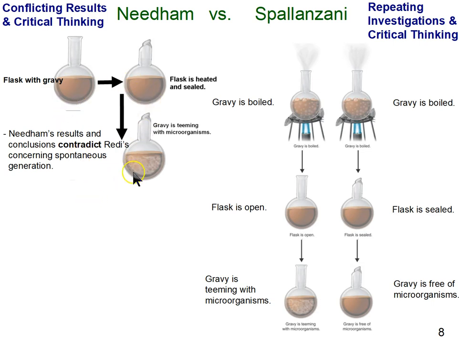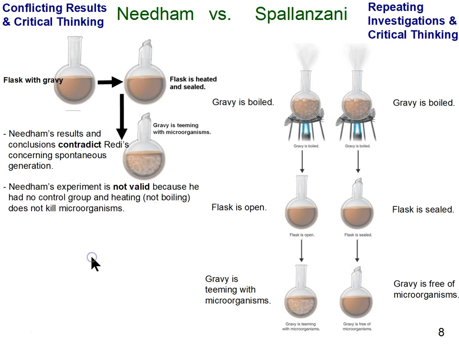And he also only had one group. He only had an experimental group. He didn't have a control group. His results and conclusions contradict Redi's, but his results and conclusions are not valid because he didn't conduct a good controlled scientific experiment.